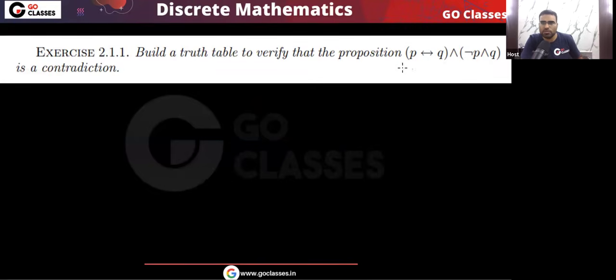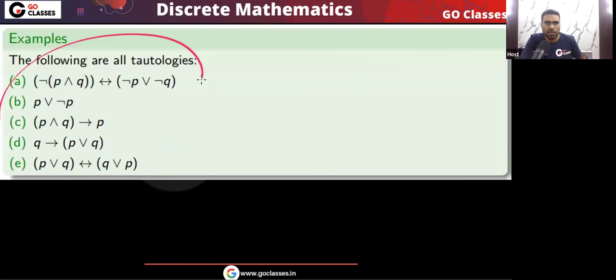Now let's solve this question. So this we have already done. Now, can I give these questions to you as homework? The following are tautologies. Can you prove it? Let me prove any one of them. Let me prove the first one. That first one is a tautology.